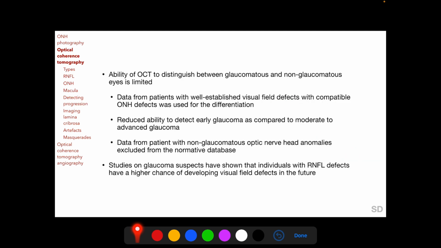Although OCT is clinically useful in detecting progression in diagnosed glaucoma patients, the ability of OCT to diagnose glaucoma by distinguishing between glaucomatous and non-glaucomatous eyes is limited, and studies on glaucoma suspects have shown that individuals with RNFL defects have a higher chance of developing visual field defects in the future.